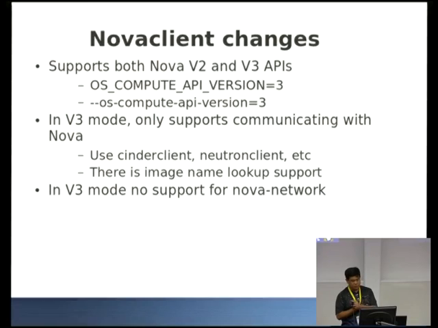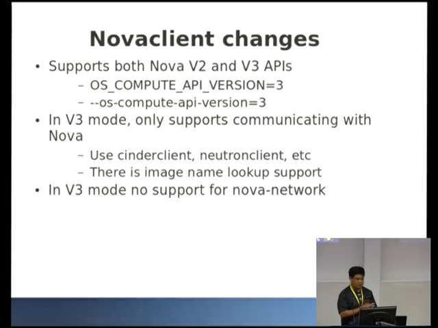With the V3 Nova client, I've been removing most of the communication with anything but Nova. So again, for similar historical reasons, you used to be able to create volumes or create network information through Nova client. Instead, you'll be expected to use Cinder client or Neutron client. We do still have some stuff going to Glance, so you can, for example, boot an image by name rather than UID, because it's a lot easier.